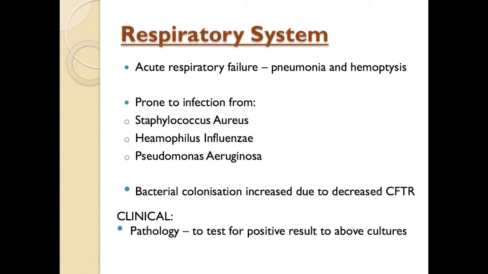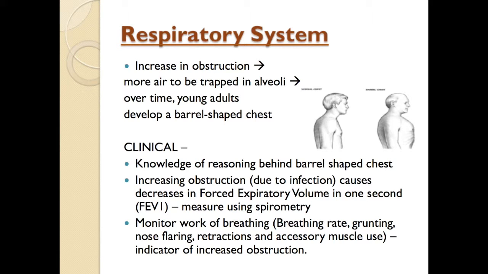The clinical application of this would allow pathologists to test for bacterial cultures in patients to indicate that one does potentially have cystic fibrosis. As obstruction of the airway increases, this leads to expansion of alveoli, where air trapping occurs and over time causes a barrel-shaped chest, commonly in young adults. Further clinical application of this knowledge of increasing obstruction relates to decreases in FEV1, which is measured using spirometry. Further, the increased work of breathing that is characteristic to cystic fibrosis also serves as a clinical tool.